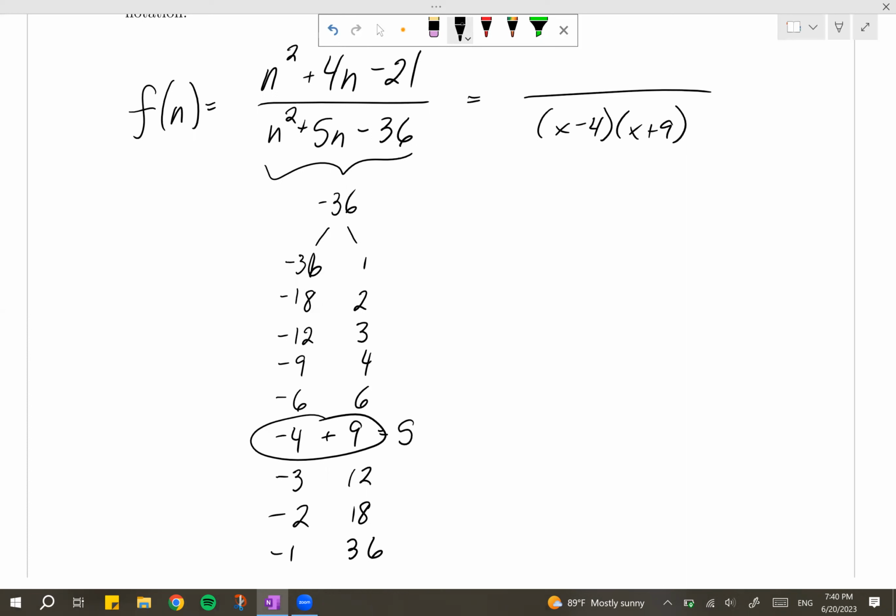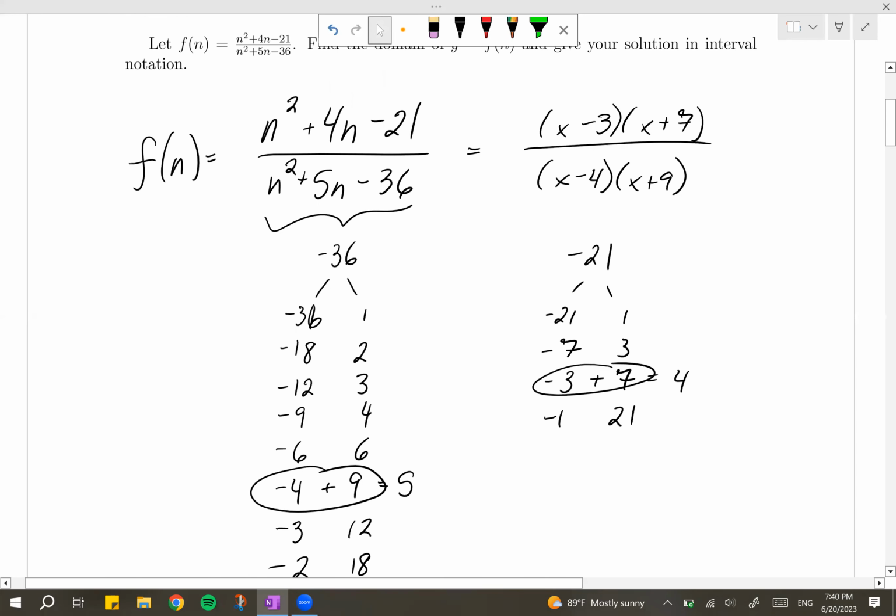Now let me look at the numerator. I have negative 21, and I want to look at all the factors and see if I can find one that adds to positive 4. So negative 21 could be negative 21 and 1, negative 7 and 3, negative 3 and 7, and negative 1 and 21. Only one of these adds to positive 4. It's this one right here. So that's what my numerator factors as: x minus 3, x plus 7.